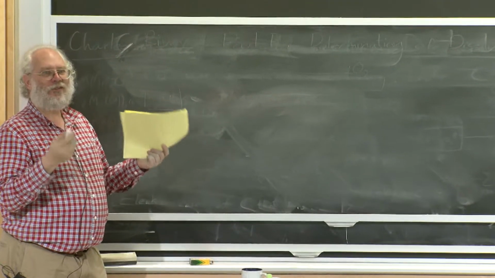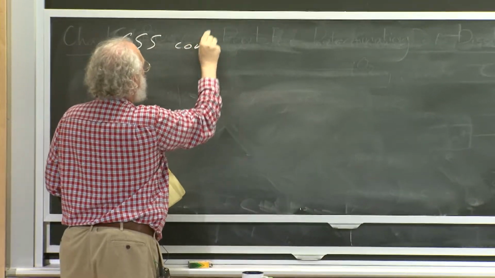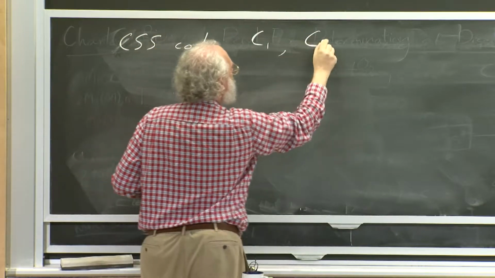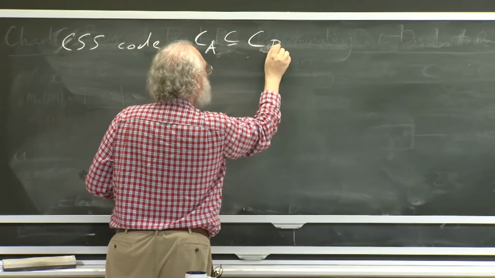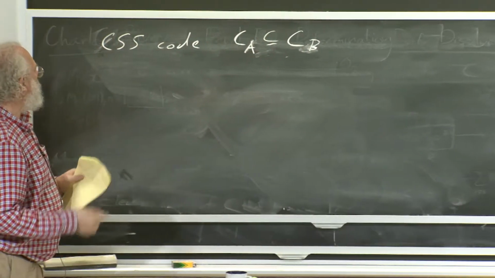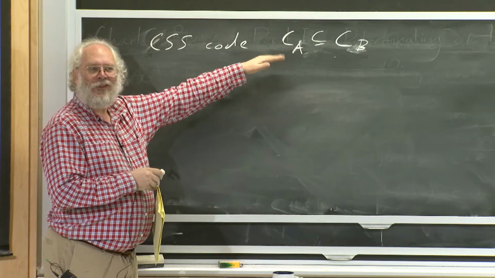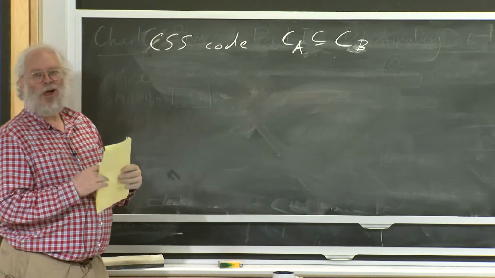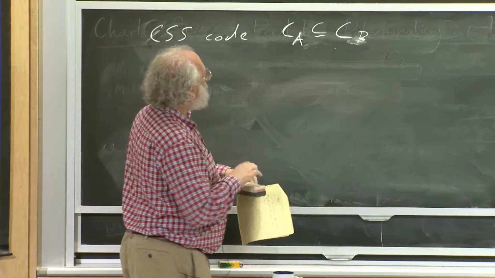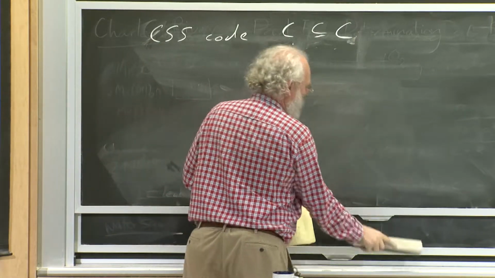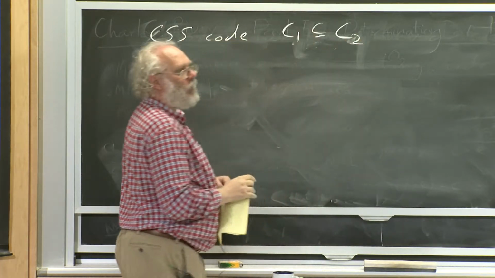So remember what the CSS code was. CSS code, you C1 and C2. No, I call them CA and CB. CA is contained in CB. Okay, and now A and B are problems because these are completely unrelated to Alice and Bob. But maybe we should go back to rename these C1 and C2 to be less confusing for this lecture.